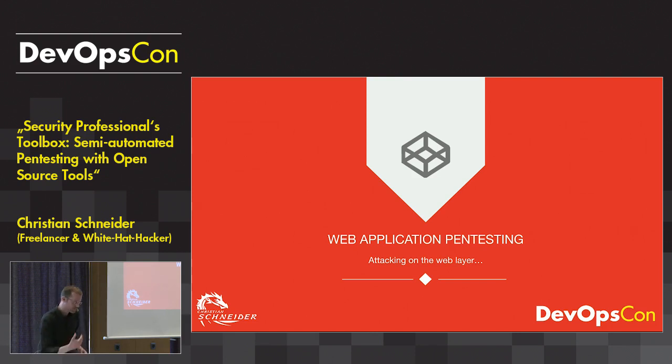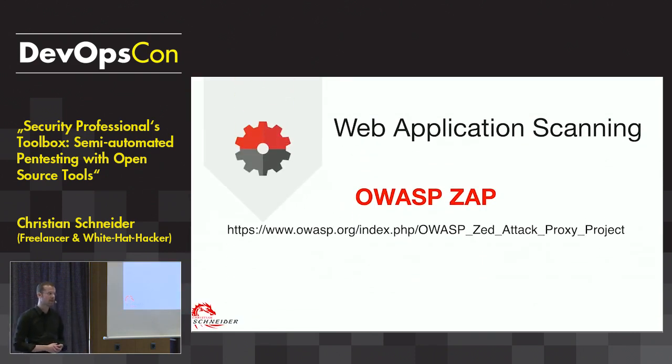Because these tools do some harmful checks. And the big one in the open source arena is OWASP ZAP. Anyone heard about OWASP ZAP? Yeah, that's, well, 3% roughly. Okay, great.